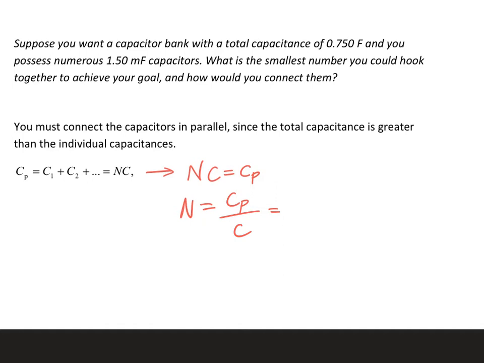All right. So we know that we're looking to get all the way up to 0.75 farads by adding things that are much, much smaller. So farads per farads is nothing. It's a count. So you do this math, you get 500 capacitors. That's a lot.